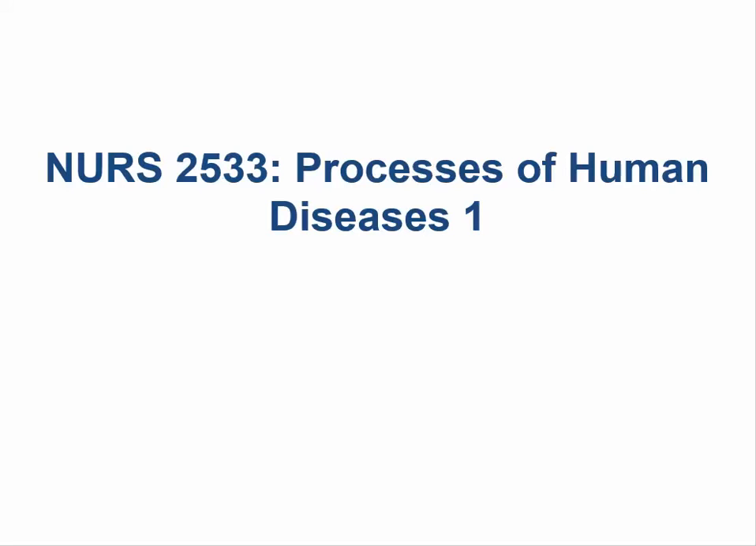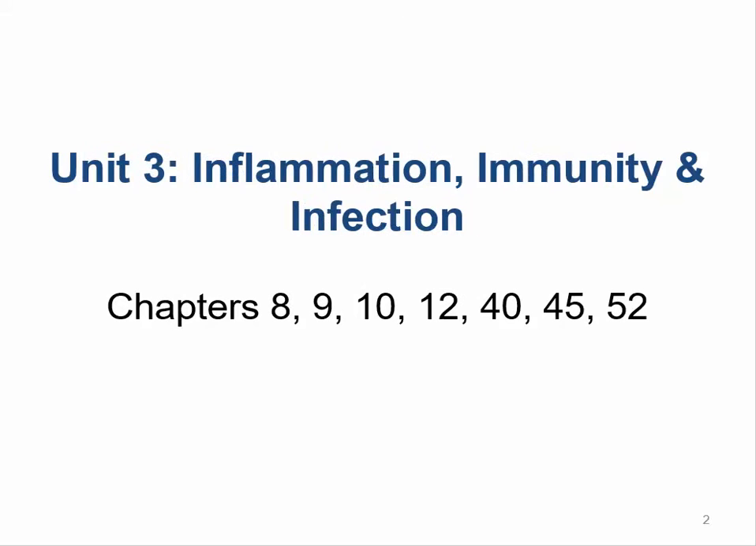So this is NURS 2533, Process of Human Disease 1. This presentation is for Unit 3, Inflammation, Immunity, and Infection. This is Part 1, Inflammation. Now, this is all covered in your textbook, chapters 8, 9, 10, 12, 40, 45, and 52.